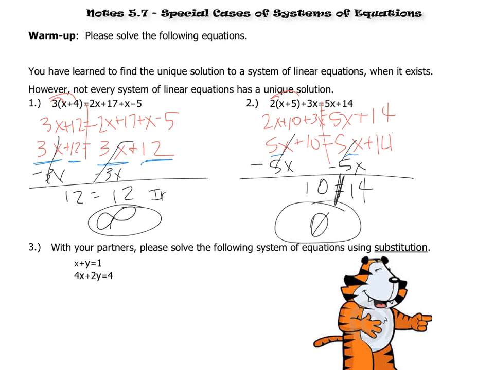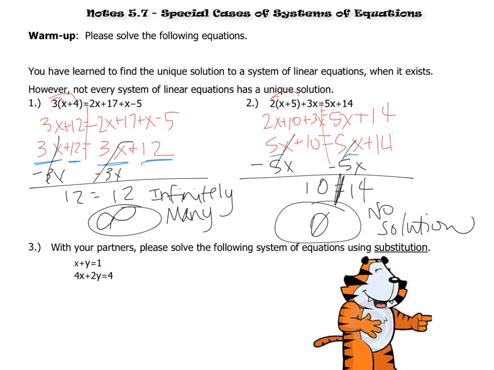So infinitely many and no solution. It says with your partners, obviously you're not going to do it with your partners, you're just going to do it on your own, but it says to use substitution.